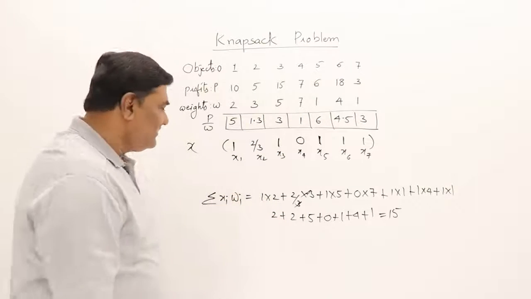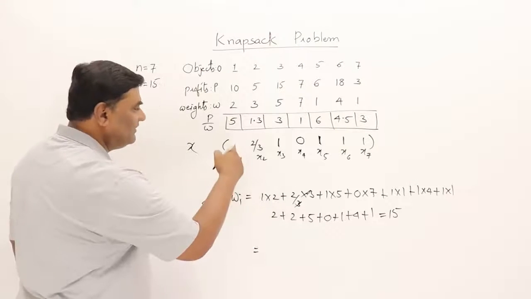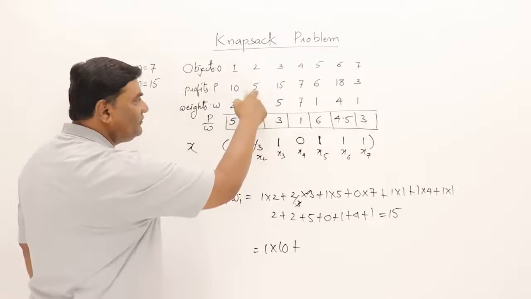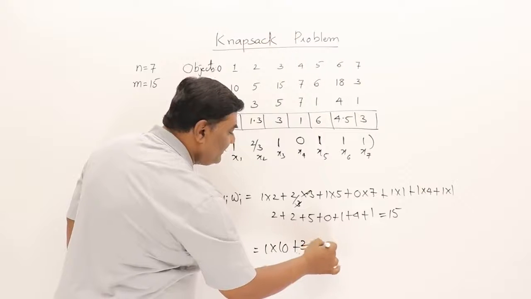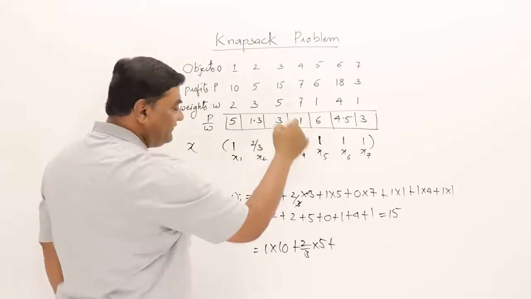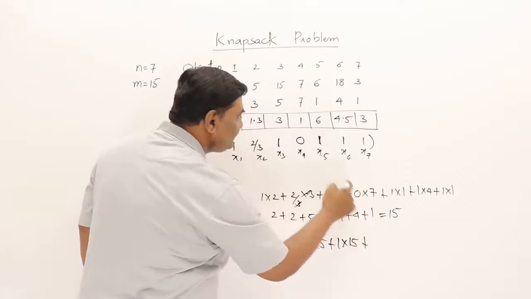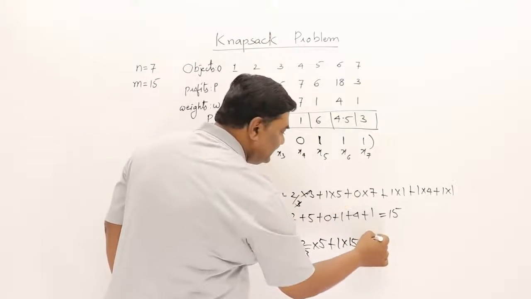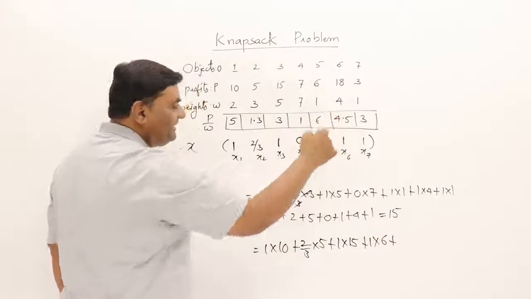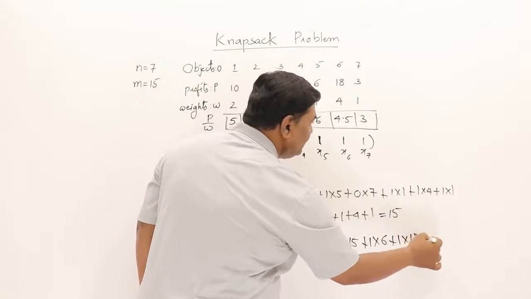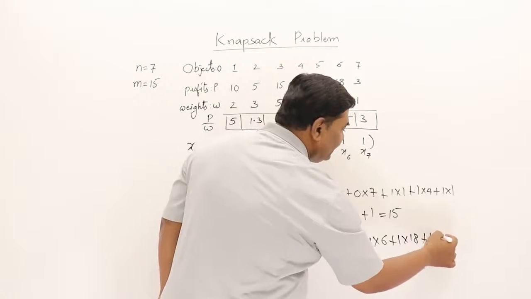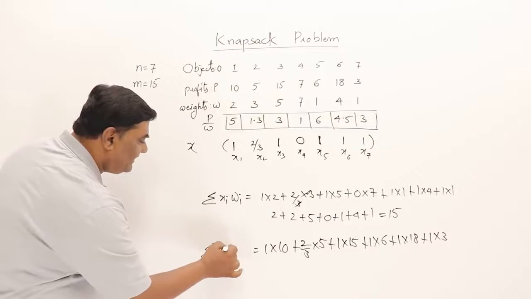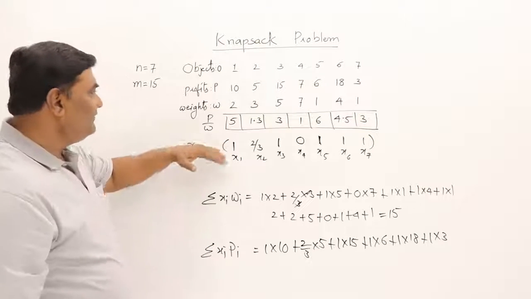Now let me find the profit. For profit also, what I will do is 1 into 10 plus 2 by 3 into 5 plus 1 into 15 plus 0 into 7. I will avoid writing it. Then 1 into 6 plus 1 into 18 plus 1 into 3. This is the profit. So this is nothing but the summation of xi into pi.